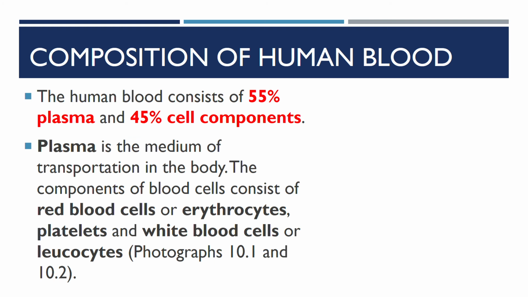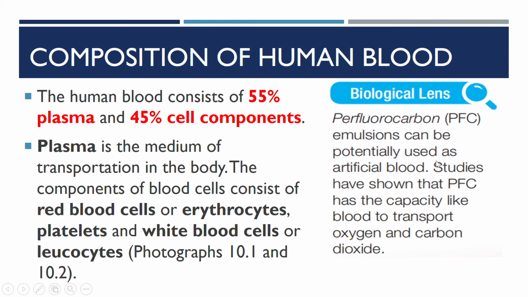Now let's continue on to look at this composition of human blood. The human blood consists of 55% of plasma and 45% of cell components. Plasma is the medium of transportation in the body, and the main component is water. And we have blood cells consisting of the red blood cells, also known as erythrocytes, platelets, and white blood cells, also known as leukocytes.